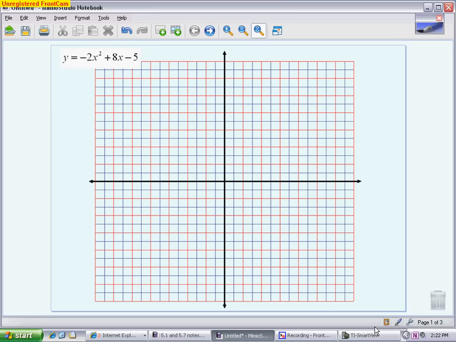So the first one we're looking at is standard form. The reason that you know it's standard form is because there are no parentheses. That's the most obvious feature of a standard form equation of a parabola. You have your x squared, you have your x's, you have your numbers. There are no parentheses whatsoever.